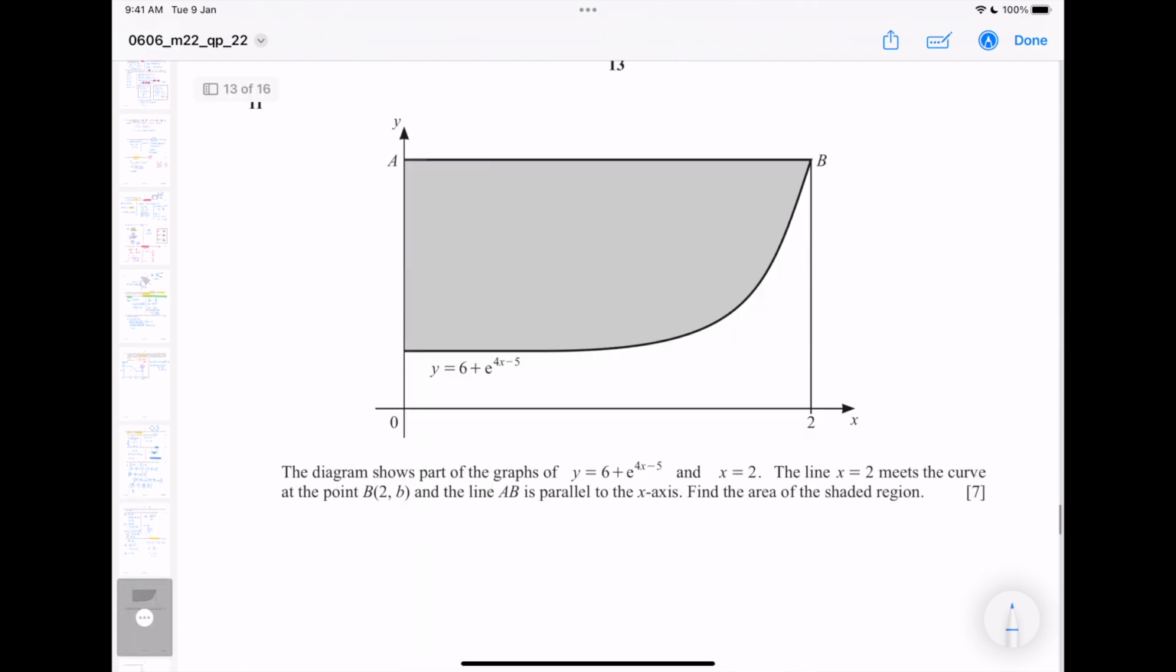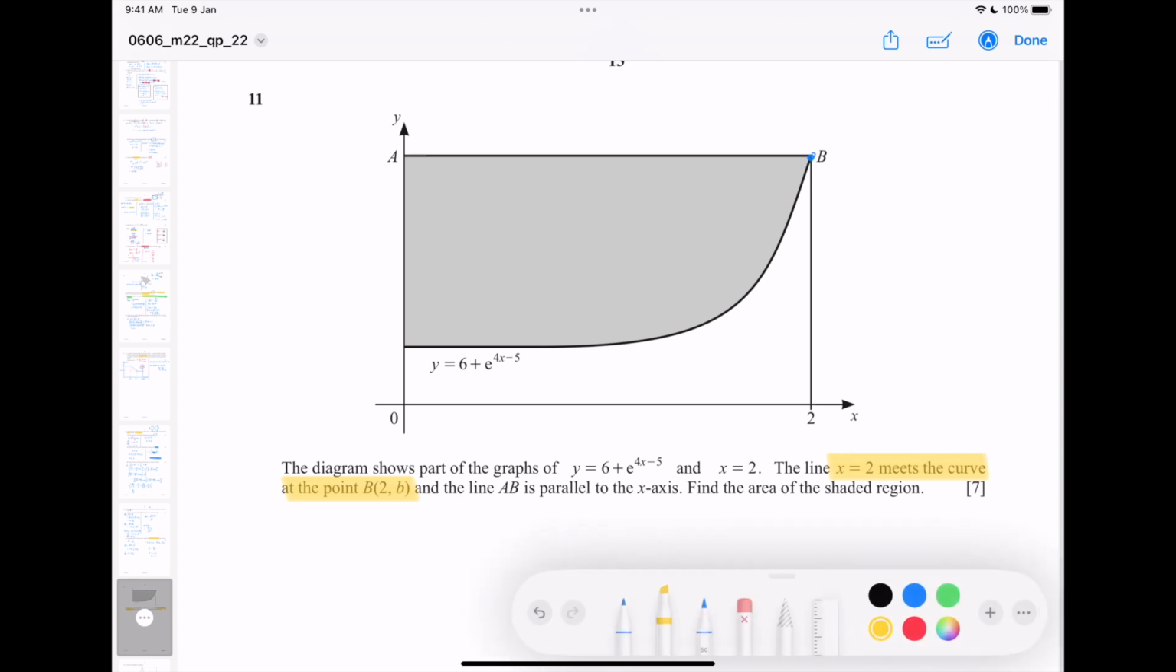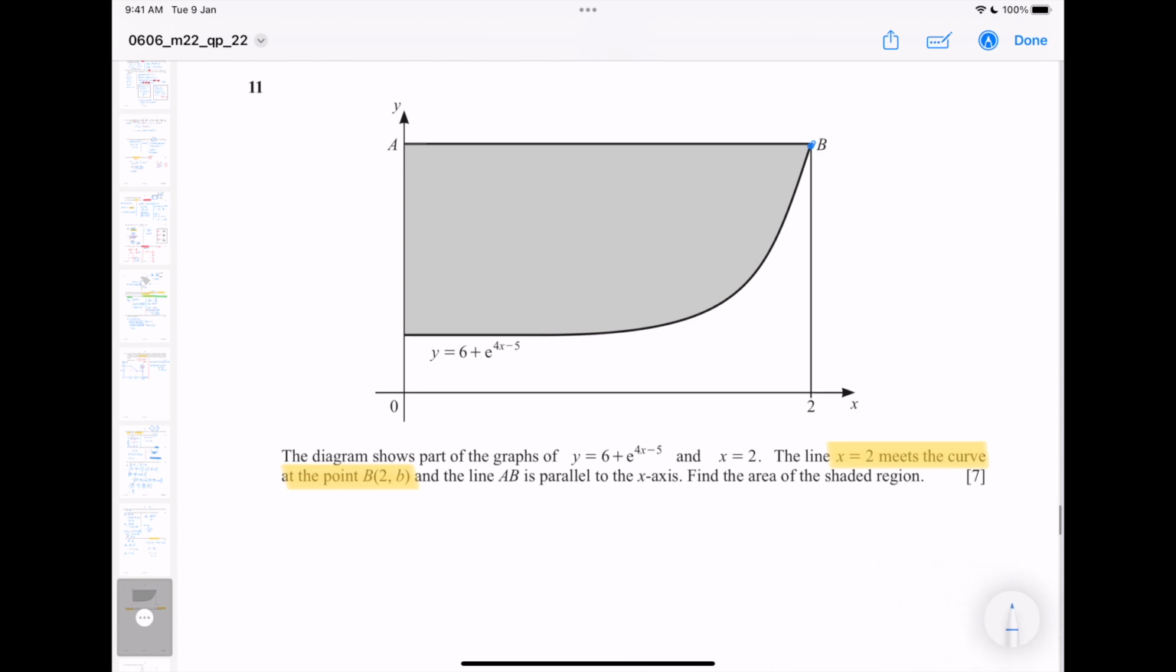Now let's keep going. Oh, integration. The diagram shows part of the graph y equals that, and the line x equals 2 meets the curve at point B. So this is where they intersect. Again, they intersect, so I will be able to use that information to get the intersection point.